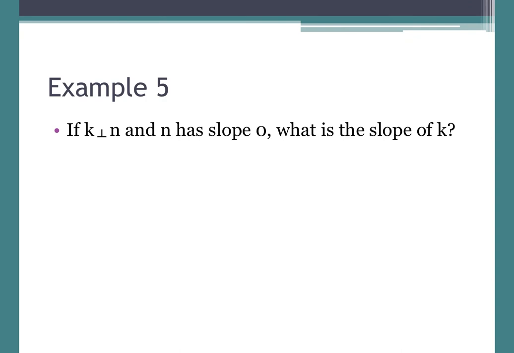So if K is perpendicular to N and N has slope 0, what's the slope of K? Undefined. What kind of line would K be? Good. Vertical.